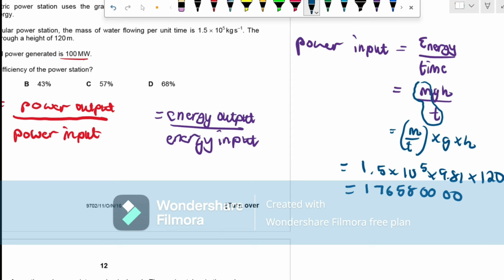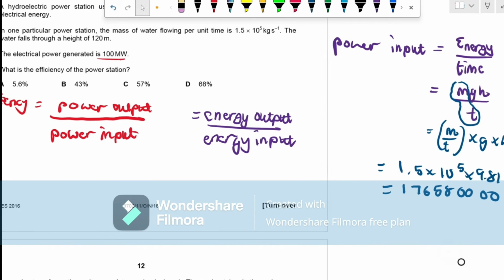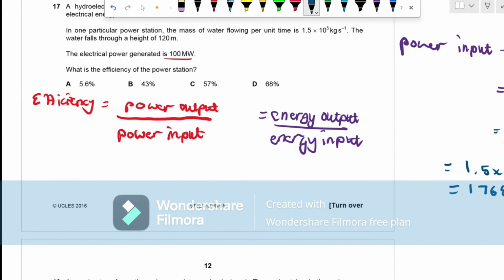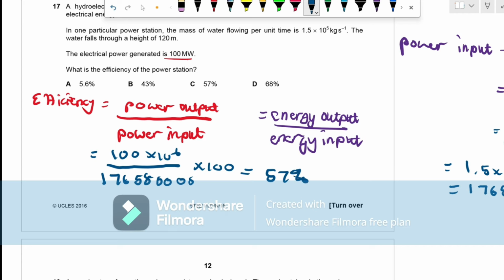176.581234. So if I go back to my question, how do I find my efficiency? It's going to be my power output, 100 times 10 to the power of 6, mega. Remember your prefixes, guys, please. That's very, very important. And then we have 176.581234 times 100. What's that going to give you? That's going to give you 57%. Not that efficient, but it will do.